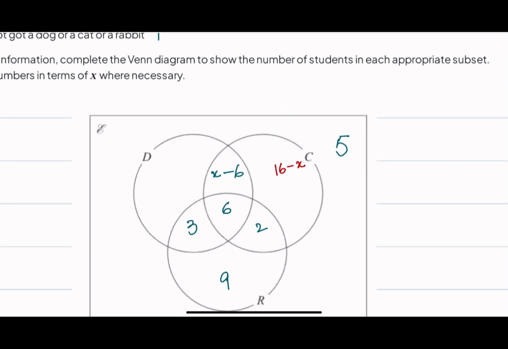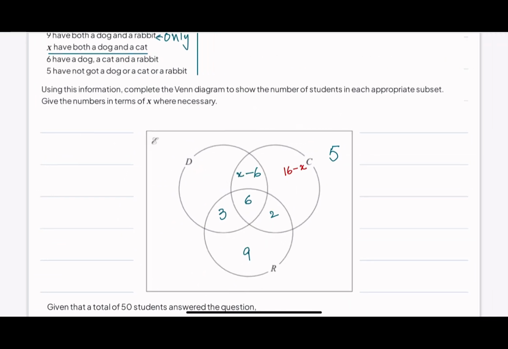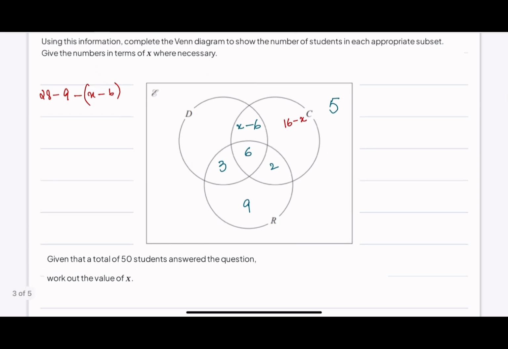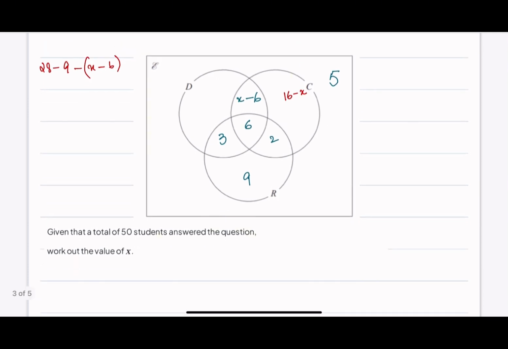Now the set dog. So how many people have dog? 28 people. So same thing. So 28 minus 6 and 3, 9 minus x minus 6. I'll write 28 minus 9 is 19 minus x plus 6, 25 minus x.